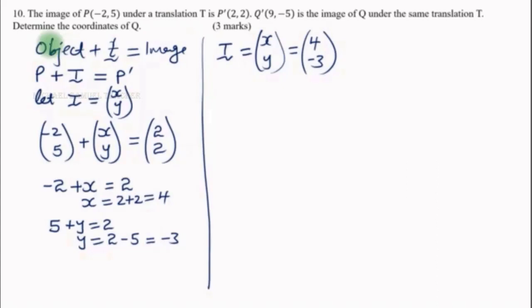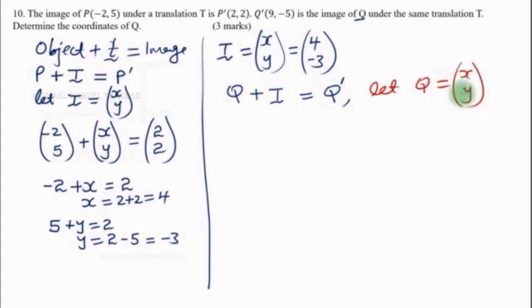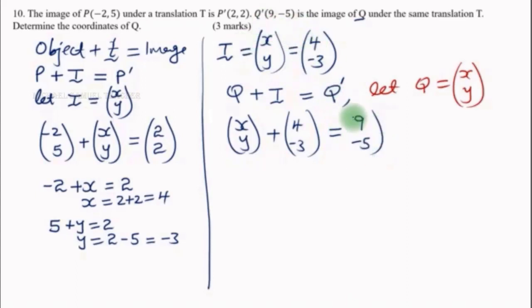So because we need to get the coordinates of Q, and here also we have been given Q prime, that is the image of Q, the same thing will happen. So we need to get coordinates of Q. So Q, which is the object, plus the translation vector will give us Q prime. Therefore let Q be what? We have to say let Q be (x, y). Fine. Therefore in our case we shall have Q is (x, y) plus the translation vector, we know it, which is (4, -3), will be equal to the image of Q, which is (9, -5).